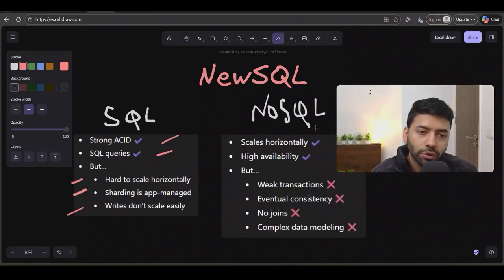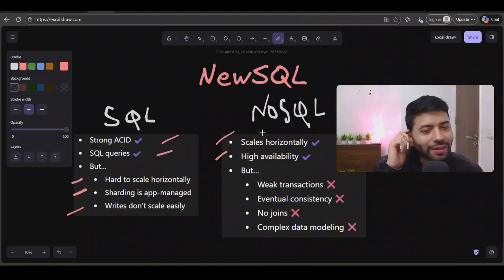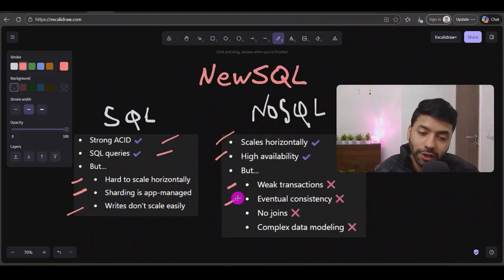Now when we talk about NoSQL databases, the good point is that horizontal scaling is an automatic feature. They are designed this way. So the issue we had in SQL is automatically fixed in NoSQL. The logic of horizontal scaling is handled at the DB level for NoSQL, which was handled at the app level for SQL. Apart from that, there is high availability, and writes also scale easily, but there are some issues. In SQL we got strong ACID support, and that is a bit missing in NoSQL. We have weak transactions and eventual consistency.